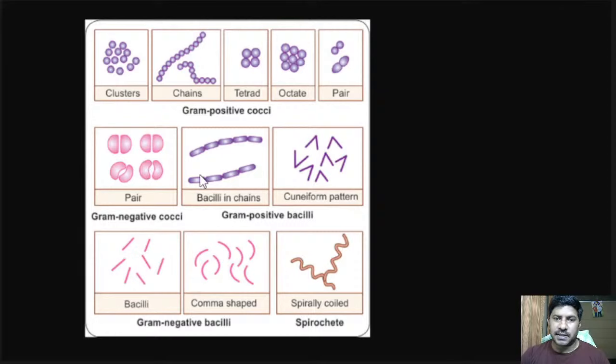Bacilli means rod shaped organisms. This is a chain of bacilli. This is what we asked in the question, the cuneiform pattern or Chinese letter arrangement. And here, comma shaped bacilli. This is spirally coiled bacteria known as spirochetes, that is spiral shaped. Clusters, chains, tetrad, pair, chains, cuneiform arrangement, comma shaped that is Vibrio cholerae, we can call comma shaped bacilli.